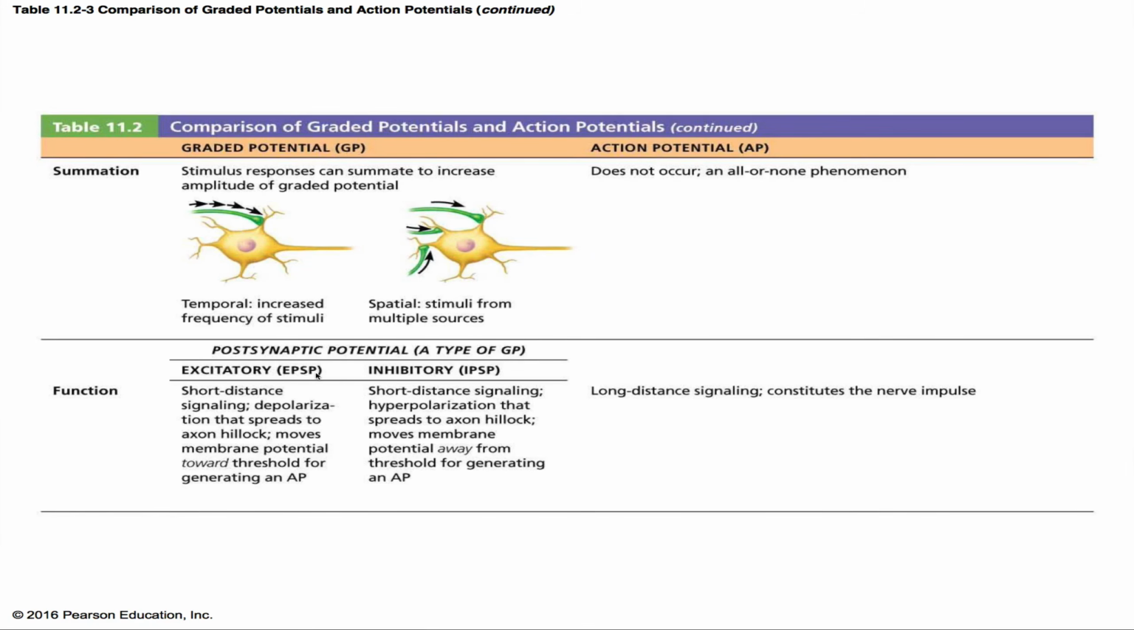IPSPs are the opposite of EPSPs. Instead of depolarization, we have hyperpolarization that spreads to the axon hillock, and it moves the membrane potential away from the threshold for generating an action potential. And for action potentials, we have long-distance signaling, which constitutes a nerve impulse.